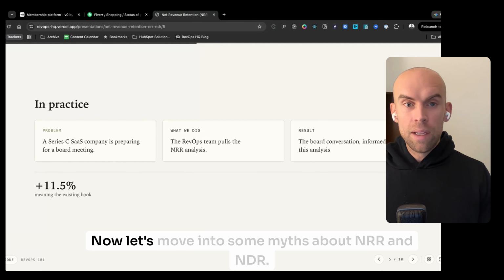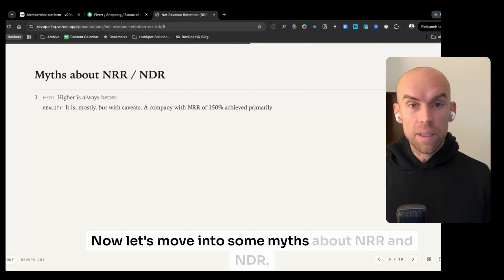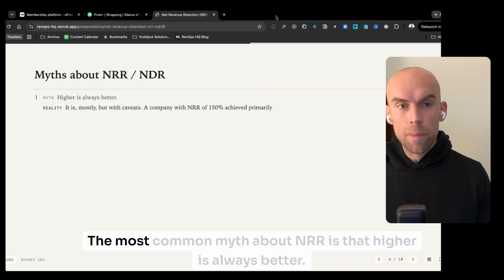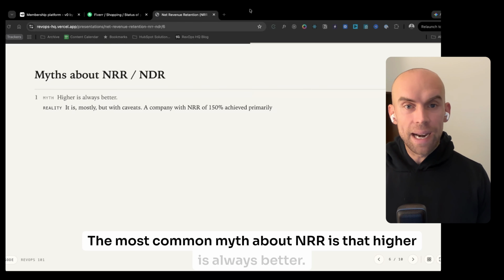Okay. Now let's move into some myths about NRR and NDR. Myth number one, the most common myth about NRR is that higher is always better.